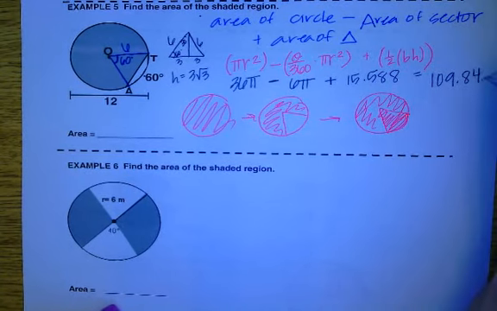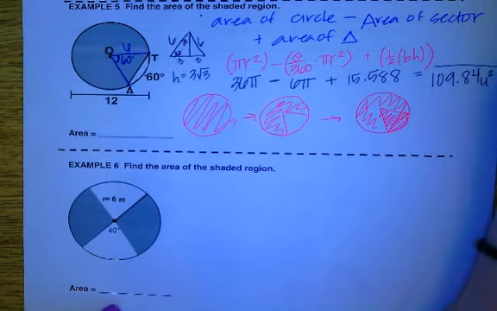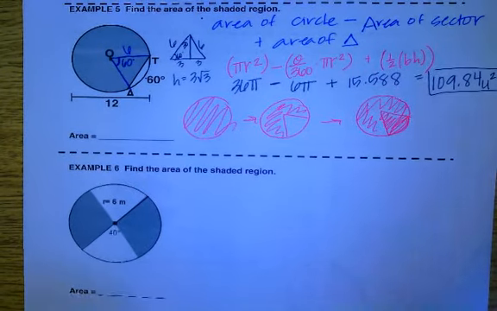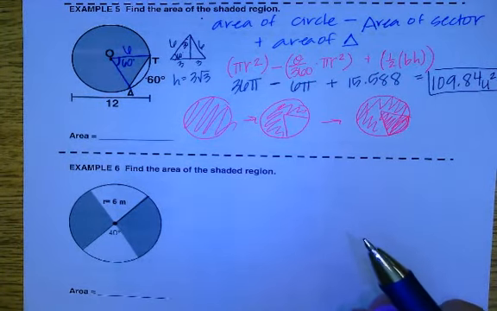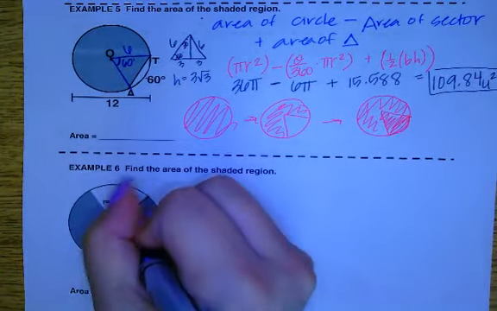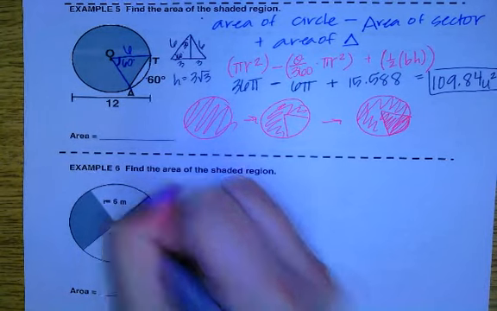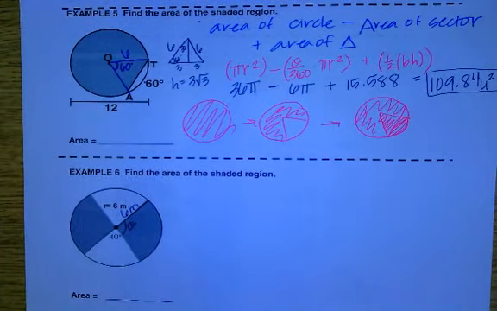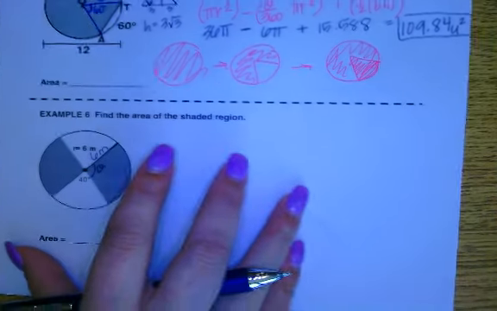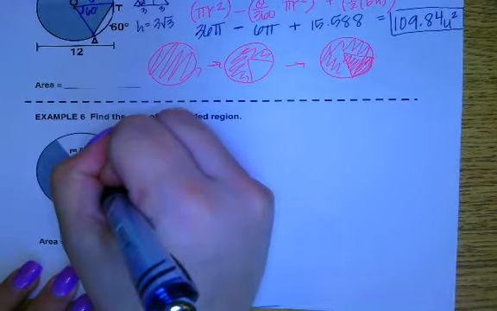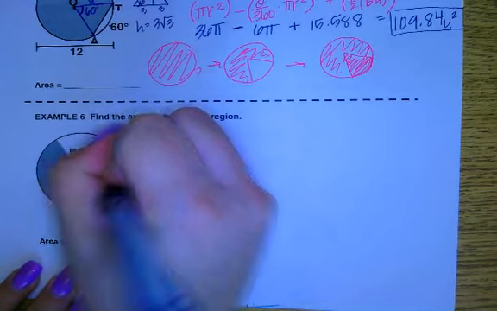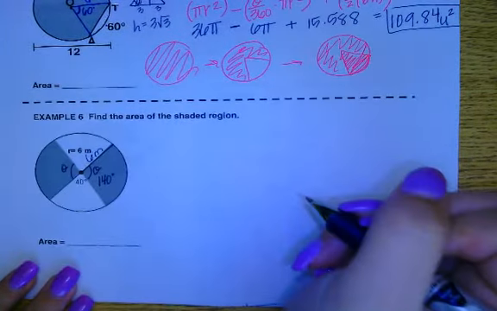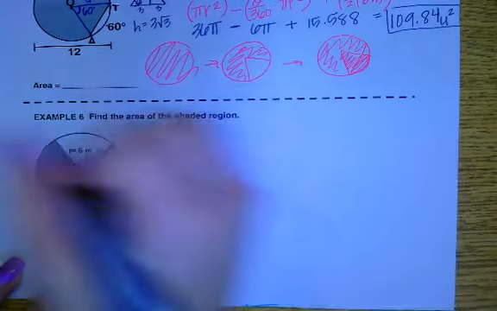Okay, example 6. How am I going to figure out the measure of this angle? Supplementary. So what is our central angle measure? 140 degrees. What's the angle measure over here? 140 because of what? Vertical angle. So whatever I get as my sector piece right here, I can just multiply it by 2, right?